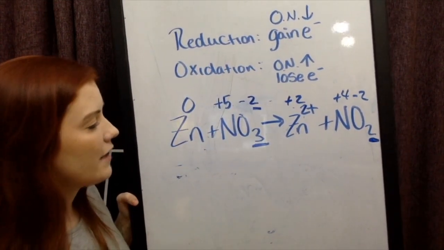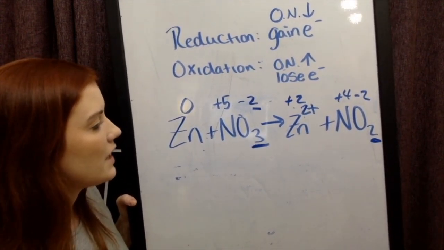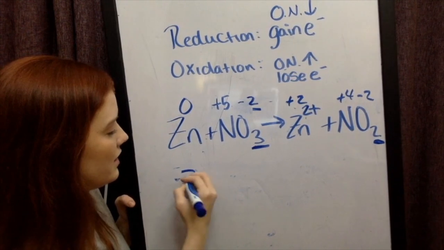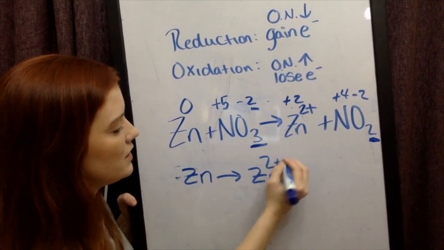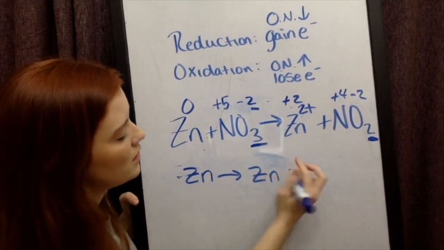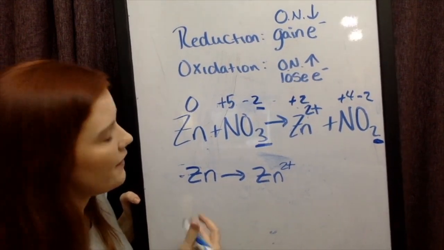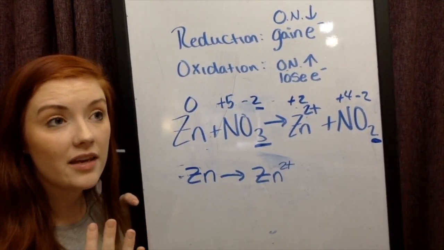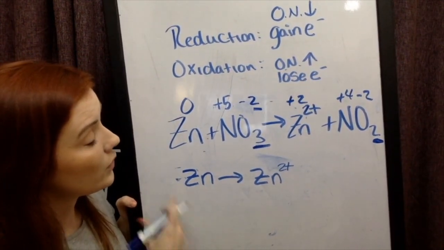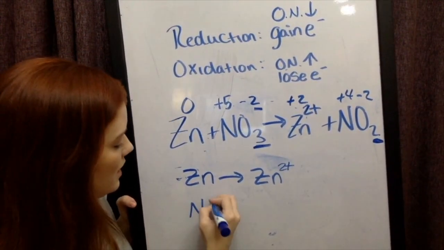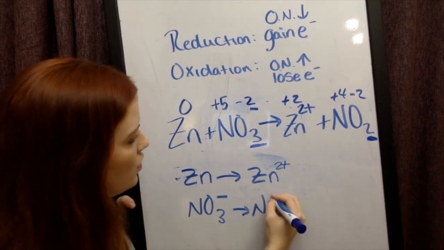All right, let's write our half reaction. If I were to ask you to write the half reaction for the element that is being oxidized, you would say zinc. Don't write the oxidation numbers above it, but you do need to write the charge next to it. And then if I were to ask you to write the half reaction for what compound is being reduced, it would be NO3 minus, don't forget that minus there, and NO2.